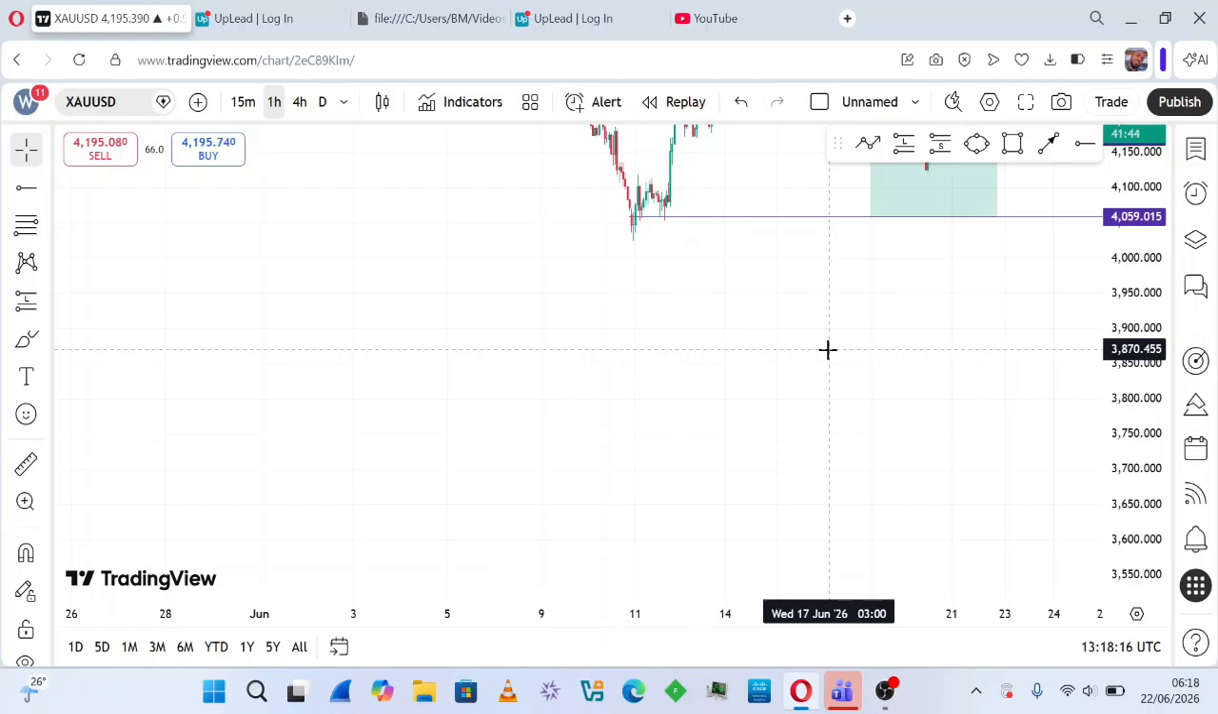Market structure has two types. We have the main structure and we have the minor structure, and both of them work differently. The main market structure is used to identify the trend, to identify the movement of price, while the minor structure is used for entry. So for you to be able to get an entry, you must know how to read the minor structure and also know how to differentiate them.